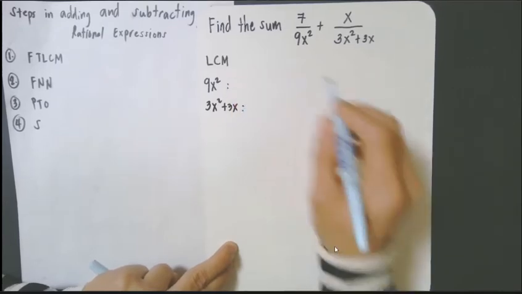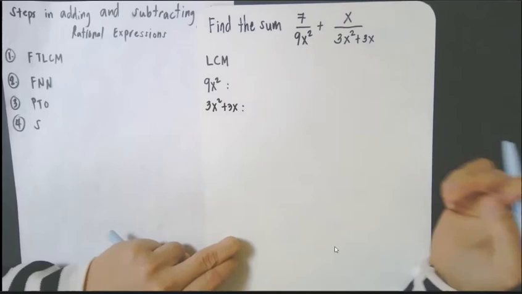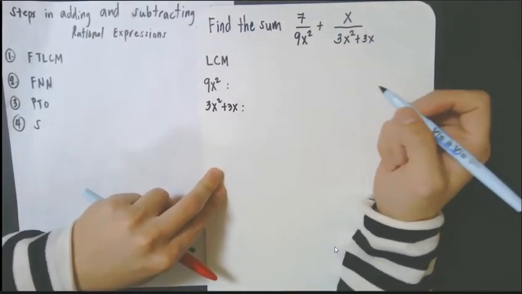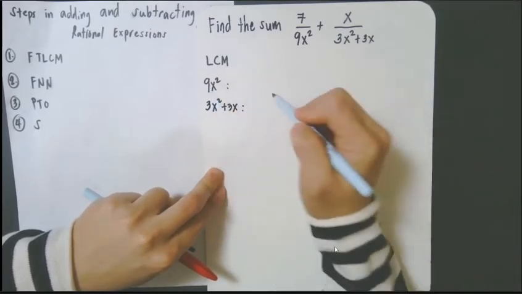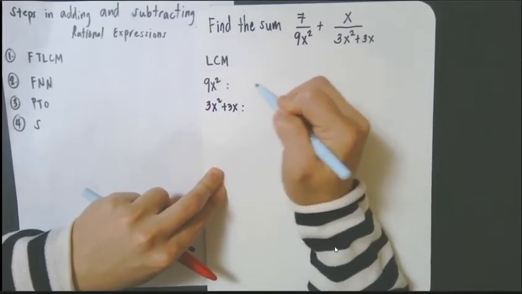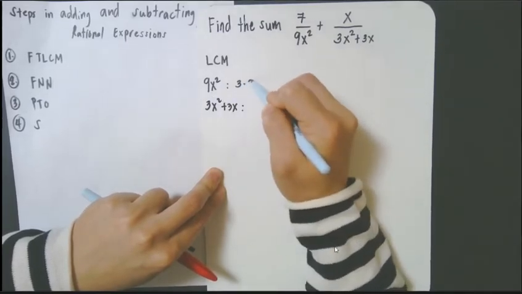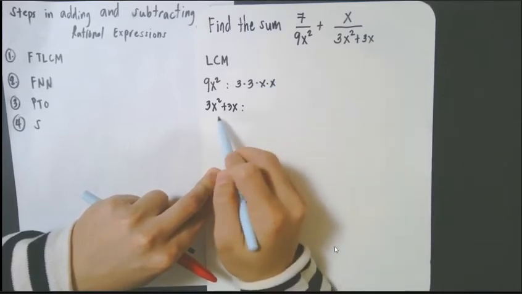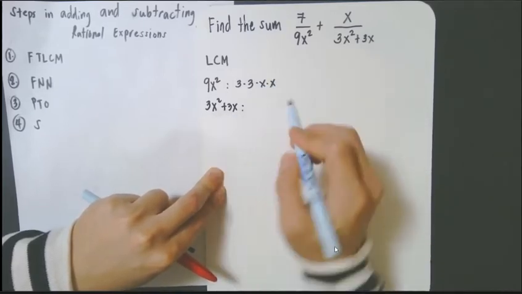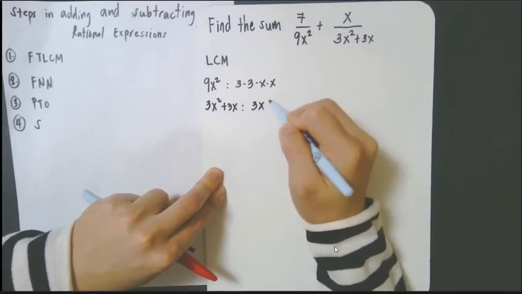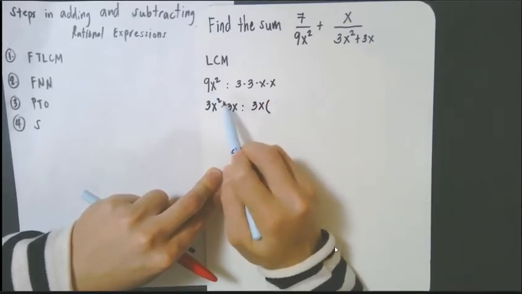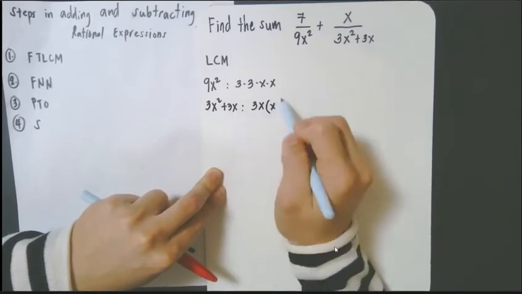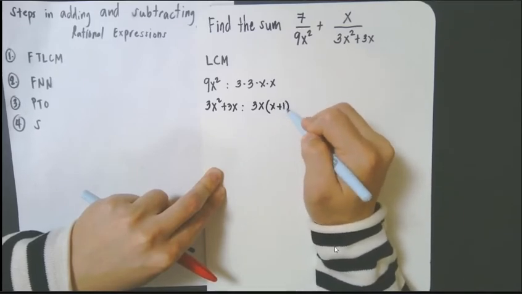So the first thing we'll do here is to express both expressions as products of their prime factors. So 9x squared can be expressed as 3, 9 is 3 times 3, while x squared is x times x. Now here, in 3x squared plus 3x, the common factor is 3x. So we pull that out. We divide 3x squared by 3x, that will give us x. 3x divided by 3x will give us 1.